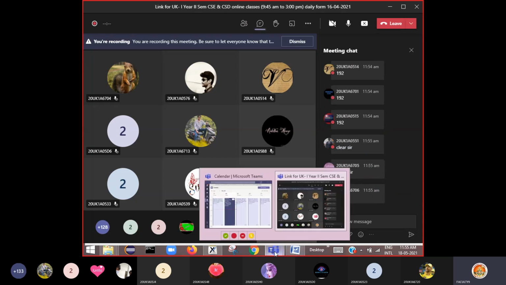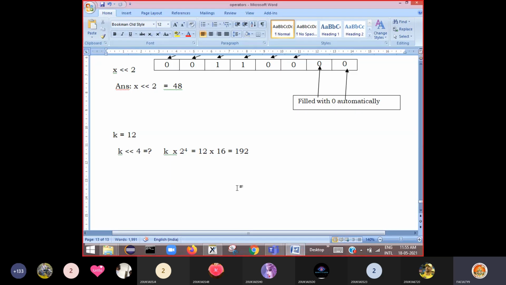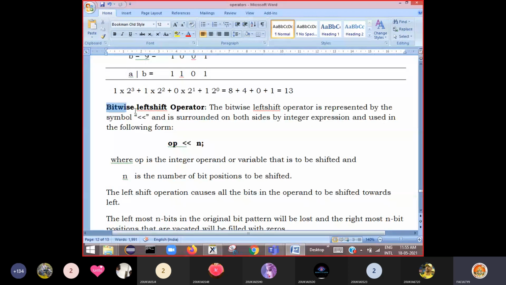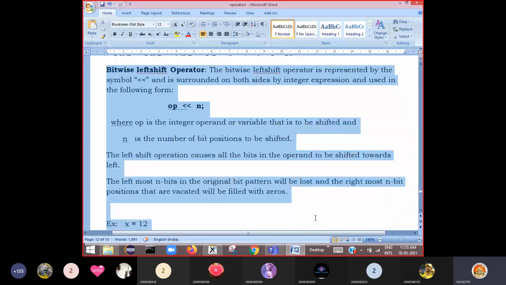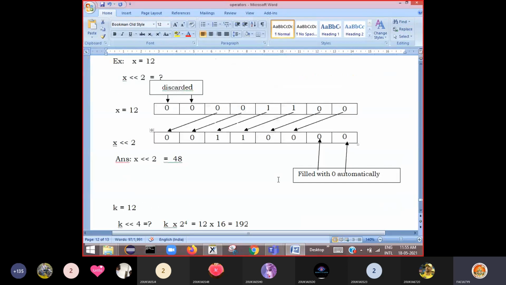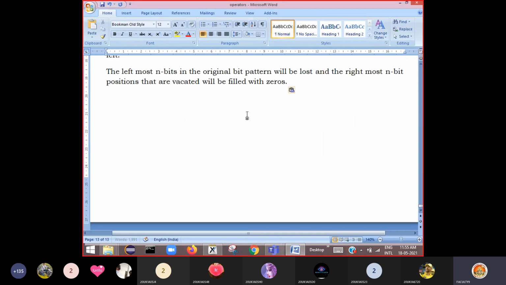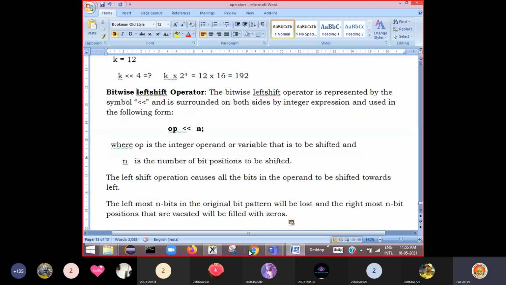Similarly, right shift. What happens when we do a right shift? When you are doing left shift, every time the number gets doubled. Remember this. For right shift, I can do the same narration, the same paragraph here. I can copy this. So we'll talk about the bitwise right shift operator. Same story you can narrate here. Only thing is, instead of left shift, you just write right shift.